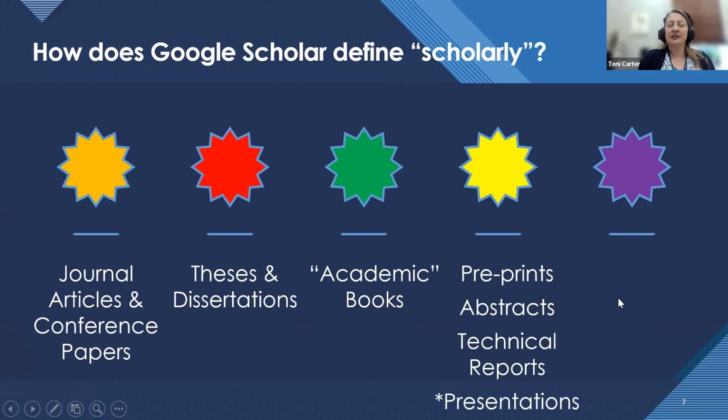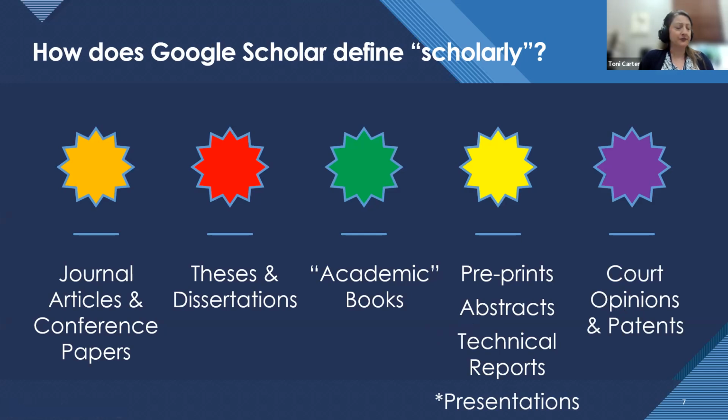And kind of a variety of things here. Preprints. Preprints are those articles that have been accepted but not yet been published. So you might find preprints, abstracts, technical reports. And I put a presentation here. Google doesn't list this, but I'm putting an asterisk beside it because you can find people's presentations, because mine's in there. So I'm going to talk about that too. And then also, I know very little about this piece, but there are court opinions and patents.